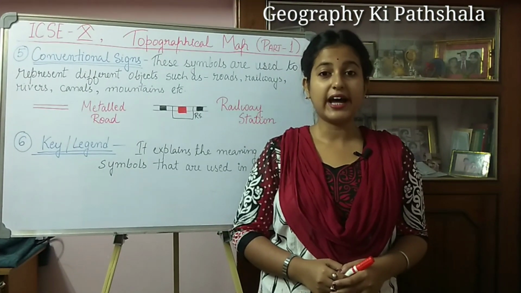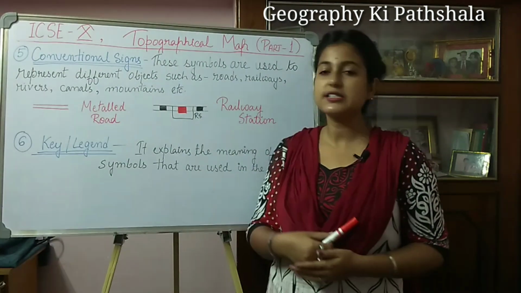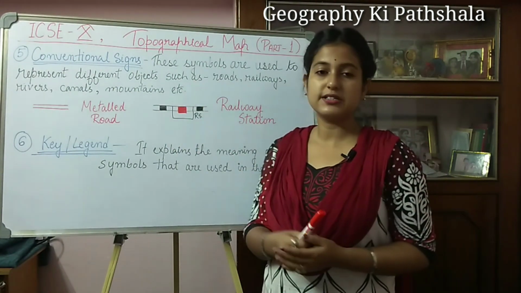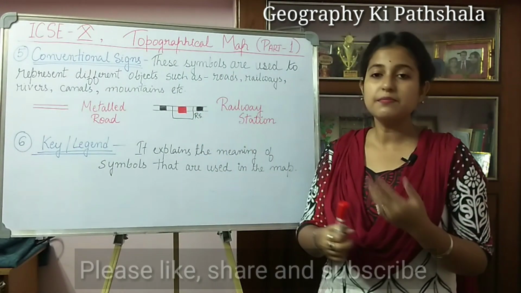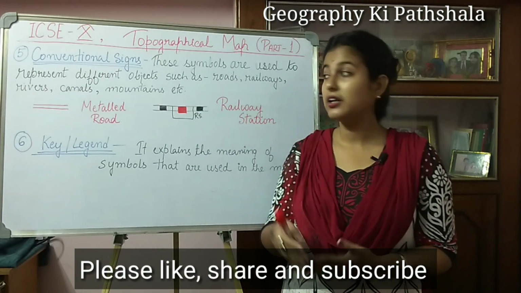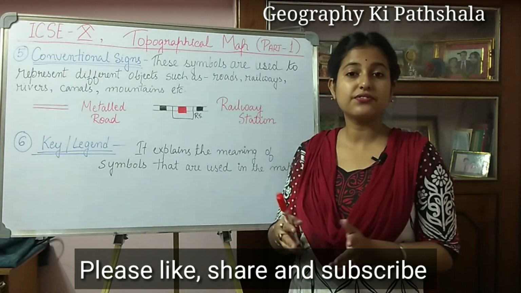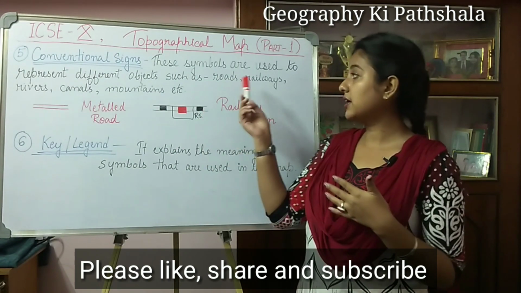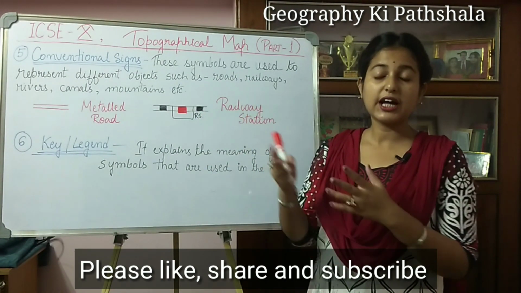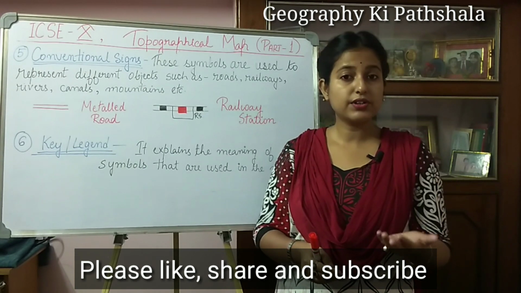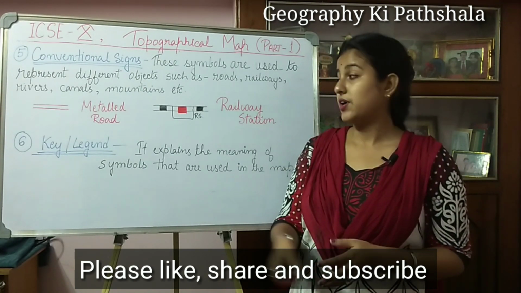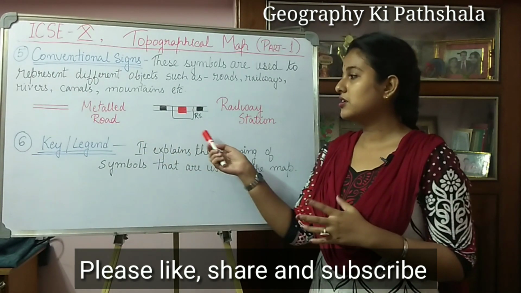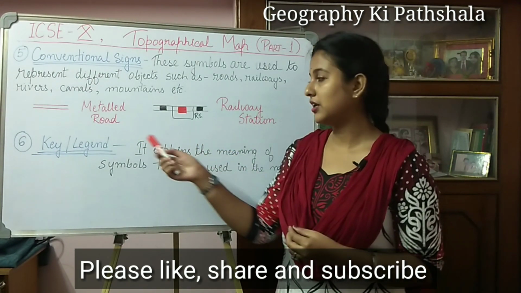Now we will know what are conventional signs and key or legends. So first come to conventional signs. These are the symbols which are used in a map to represent different objects. So you can say that different objects like it can be roads or it can be railway, rivers, mountains, etc. And here you can see that I have just shown you two examples of how they look.